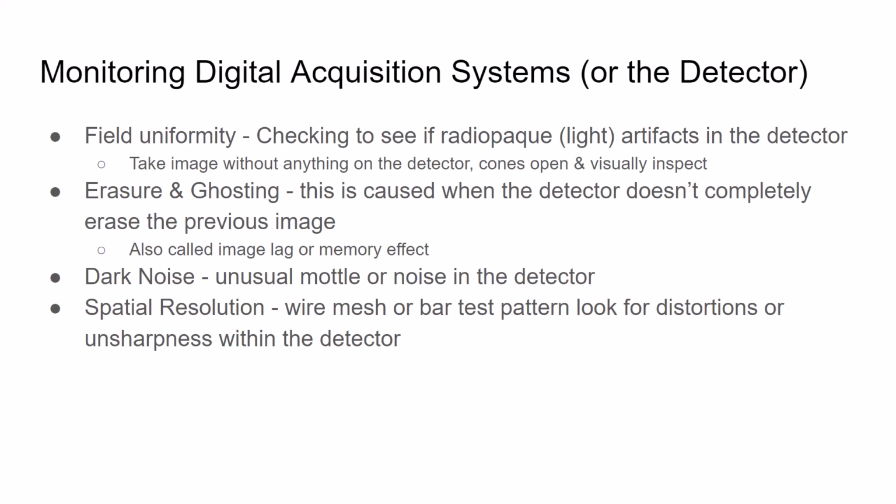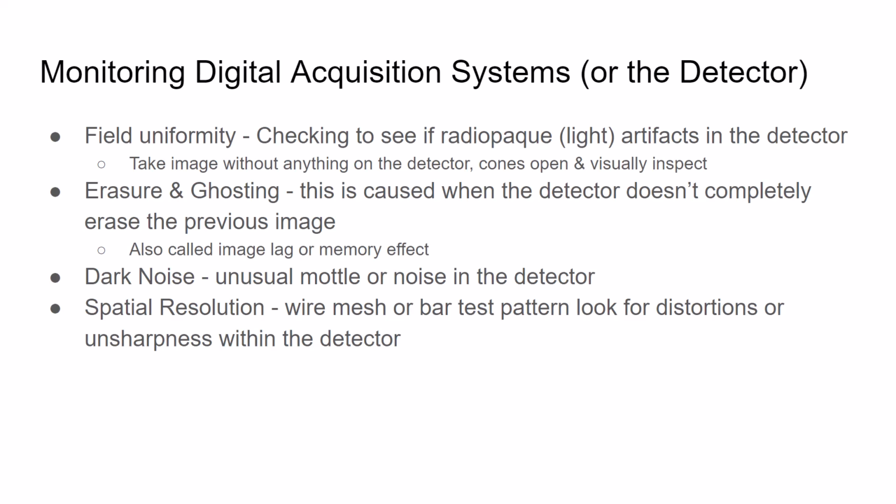spots if they're present. Erasure and ghosting is caused when the detector doesn't completely erase the previous image, also called image lag or memory effect. Dark noise is just unusual noise in the detector.